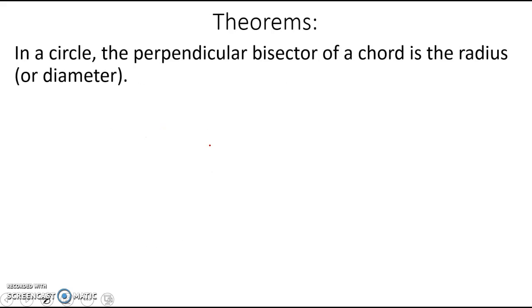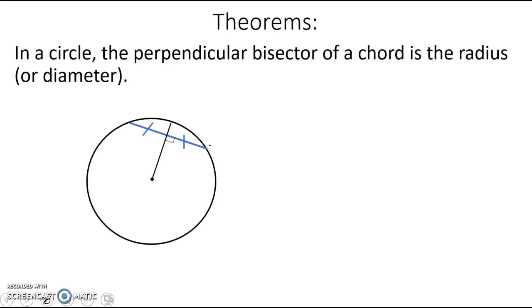In a circle, the perpendicular bisector of a chord is the radius or the diameter. So what that means is that if you have a situation like this where we know that this blue line here is cut in half, I know it's cut in half because these are equal, and I know it's a perpendicular because of that box, so that makes that black segment a perpendicular bisector of the blue segment. That means that that original black segment is the radius or the diameter of that circle.